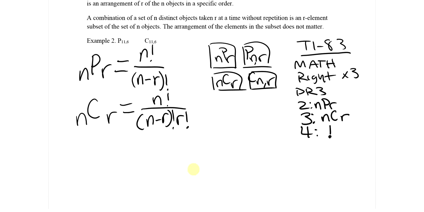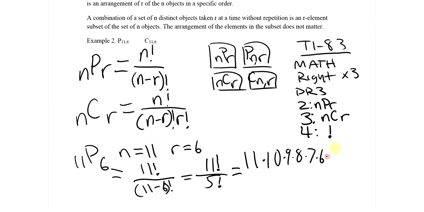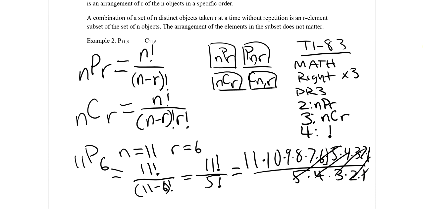So our example for this problem is 11P6, or 11P6. So here n is 11 and r is 6. So we write that. So this becomes 11 factorial over 11 minus 6 factorial, which is 11 factorial over 5 factorial, which is 11 times 10 times 9 times 8 times 7 times 6 times 5 times 4 times 3 times 2 times 1, all over 5 times 4 times 3 times 2 times 1. All these cancel out. Not the 6. The 6 stays. Sorry.